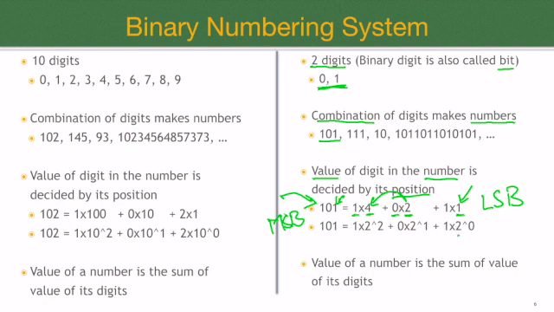So this is 2 raised to the power 0, which is equal to 1. The next digit has a value of 2 raised to the power 1, which is equal to 2. The next digit on the left hand side has a value of 2 raised to the power 2, which is equal to 4. If there was another digit on the left hand side, its value will be 2 raised to the power 3, and so on. Therefore, the value of binary number 101 is 4 plus 0 plus 1, which is equal to 5.